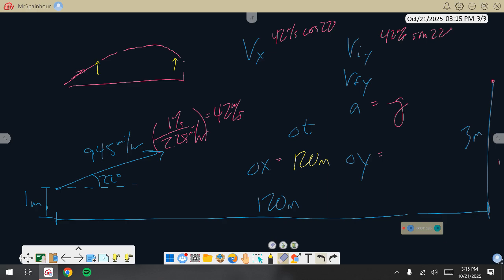94.5 miles per hour is how fast it was launched at 22 degrees, 1 meter in the air. The wall is 120 meters away and 3 meters up. Does he hit a home run?